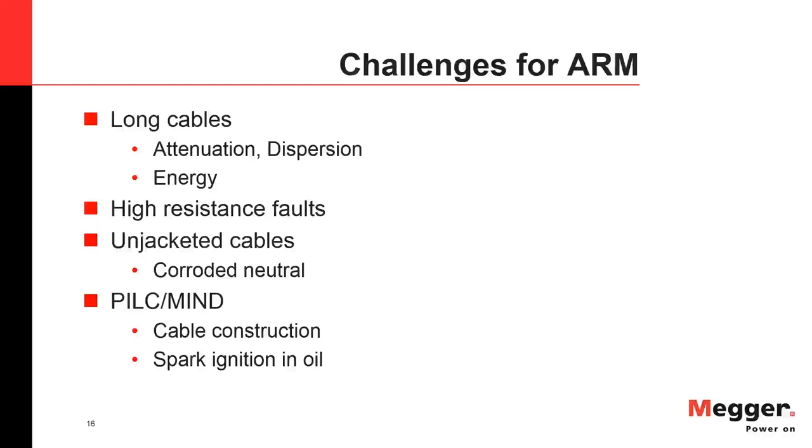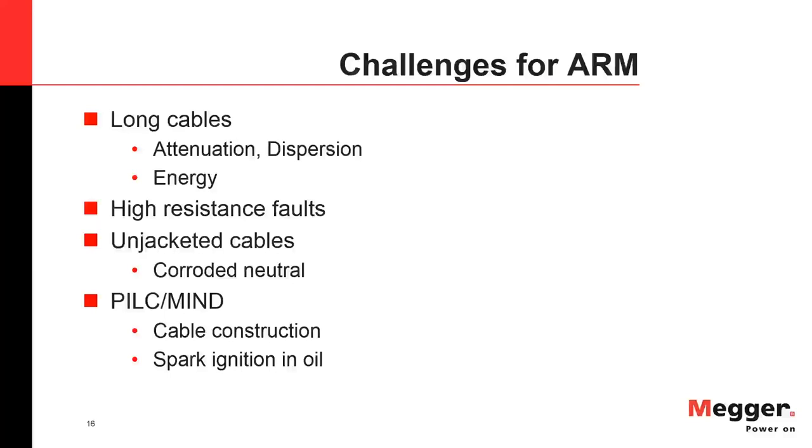So maybe the high voltage pulse could travel a little bit further and still ionize the air gap or whatever and get the fault to flash over, but there's nothing left of the measurement pulse of the radar. So there is a natural limit by physics for this method. Then, of course, very high resistance faults. If you have more than 32 kV in ignition voltage or breakdown voltage, you have a problem. And then, as I said, whenever the second conductor is missing, which brings you to unjacketed cables, because if there are portions of corroded neutral, and the TDR pulse cannot propagate any further, you are blind, so the method does not apply anymore.